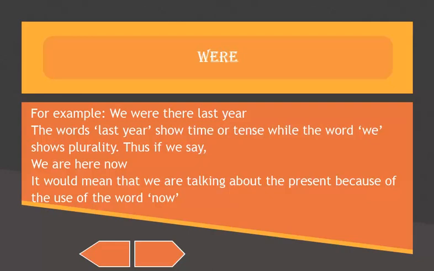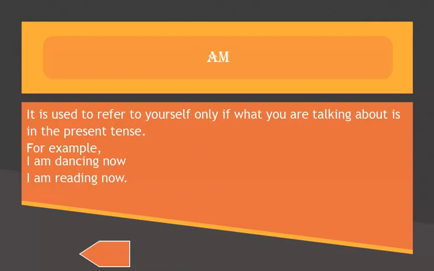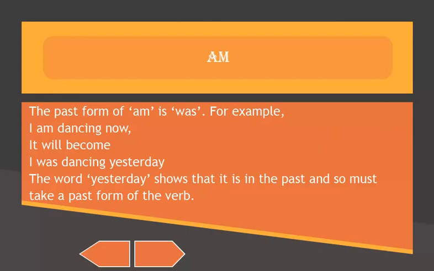Am. It is used to refer to yourself only if what you are talking about is in the present tense. For example, I am dancing now. I am reading now. The past form of am is was. For example, I am dancing now, it will become I was dancing yesterday. The word yesterday shows that it is in the past, and so must take a past form of the verb.